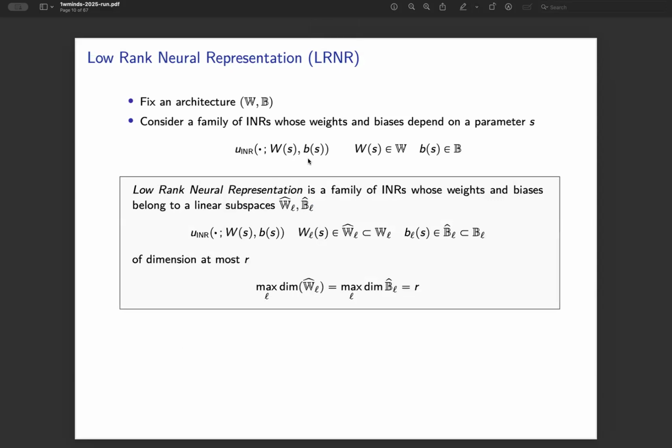And learners are when we enforce these W_S and B_S to belong to a small dimensional, in some sense, linear subspaces W hat and B hat. So these are parametrized by S, and they belong to this W hat, which is a lot smaller in some sense than the arbitrary space of any matrix. Rather than being any matrix, they're going to have some dimension related to them, and that maximal dimension across layers is going to be set to be a small number R. Hence the term low rank. So the low rank neural representation, rather than being a single neural network, is going to be a family of INRs, a family of implicit neural representations, and they're going to have this implicit dependence on S.